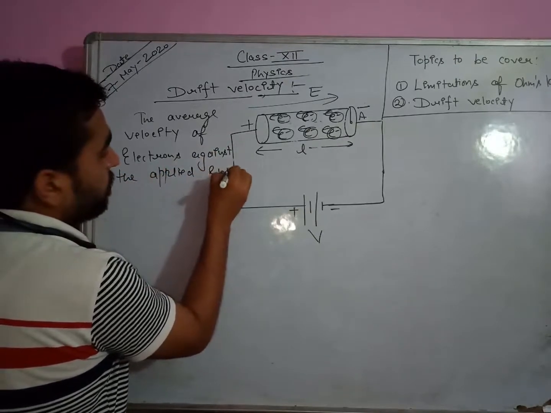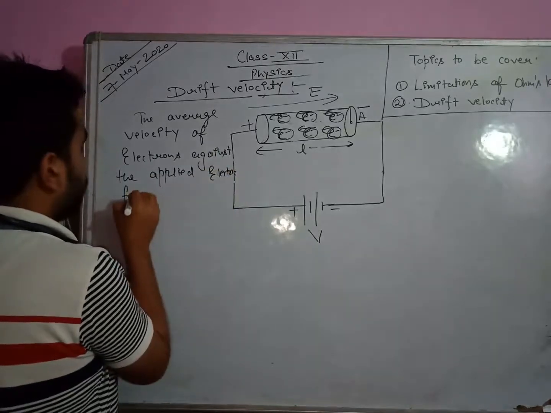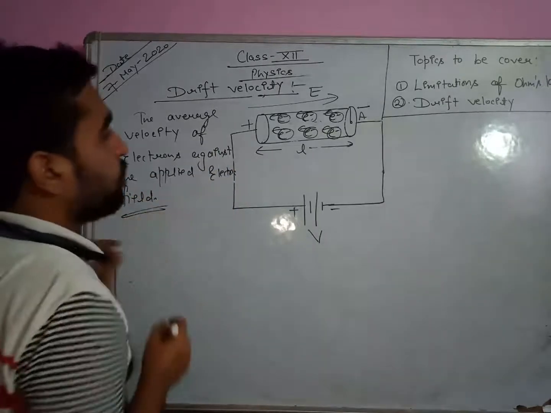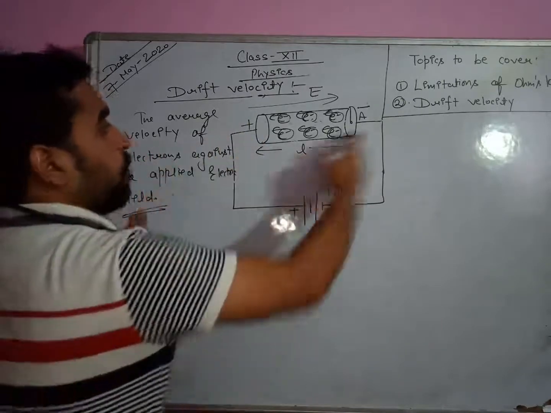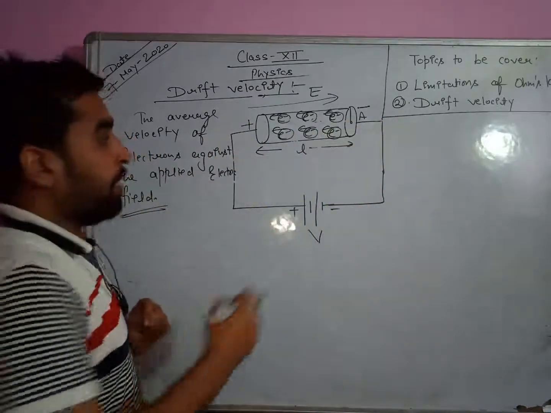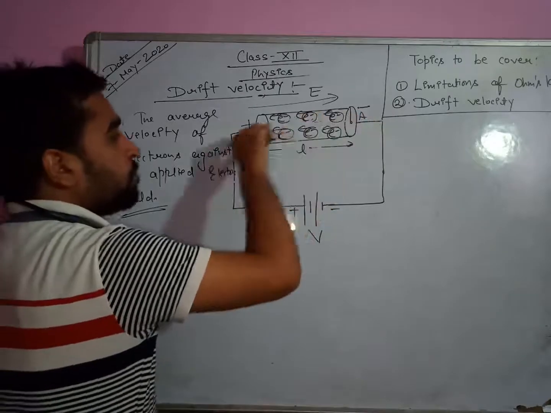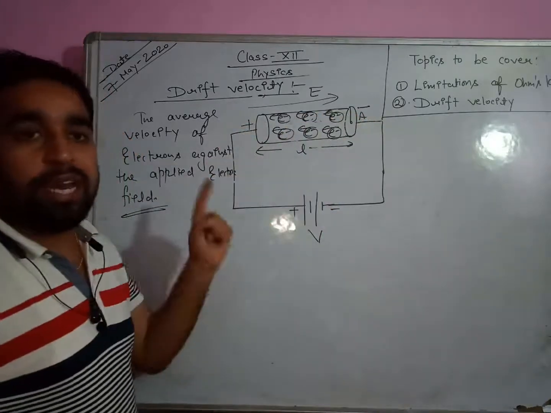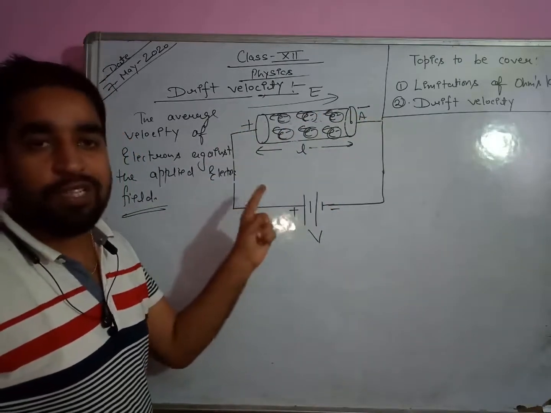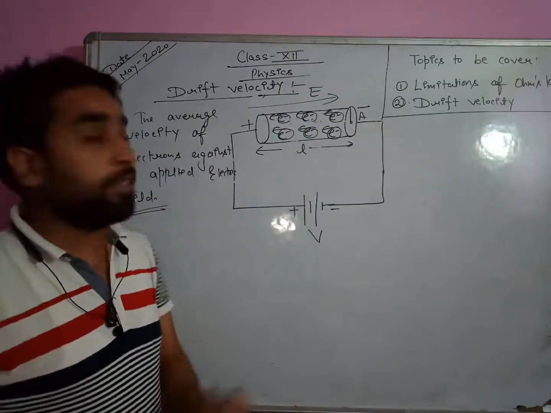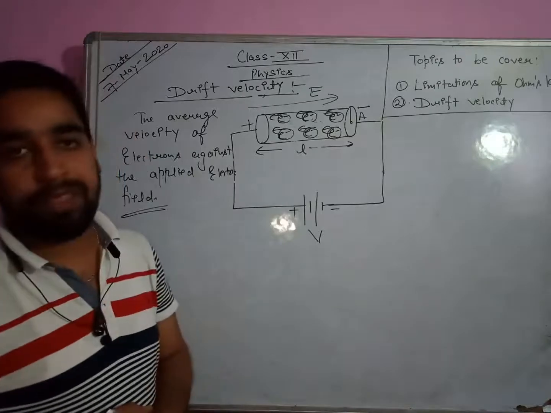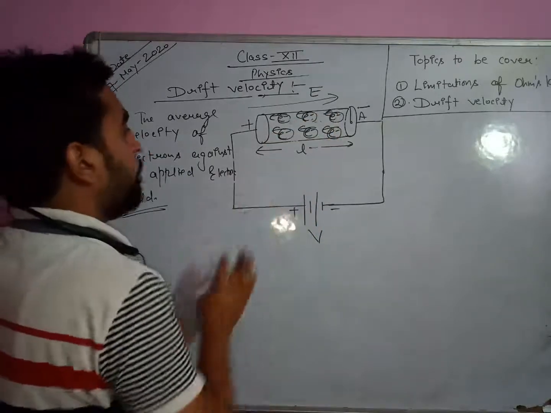So students, if you see the motion of these electrons, the electric field is applied from left to right, okay, and the movement of electrons is in the opposite direction of the applied field. So the net thermal velocity of electrons in the opposite direction of the applied electric field is known as drift velocity. Okay, now what is the electric field we have applied?